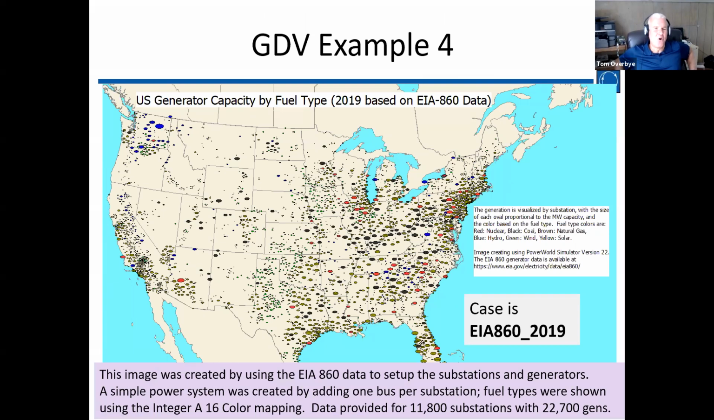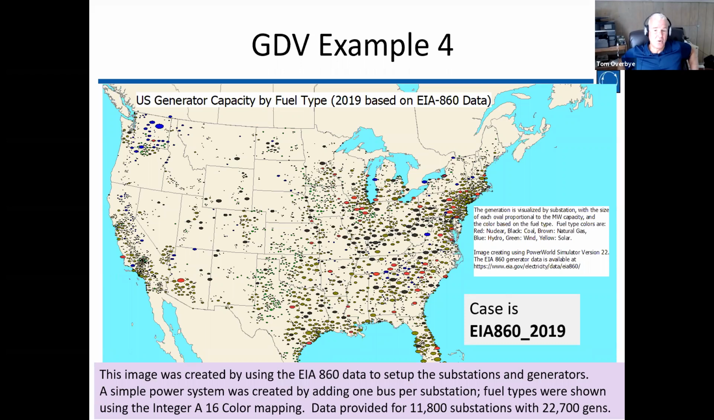This example 4 is one that is actually not a real power system, but we were using EIA 860 data, and EIA 860 data, of course, has all the generators in the US in it, and it's got the fuel types and all sorts of information associated with it.